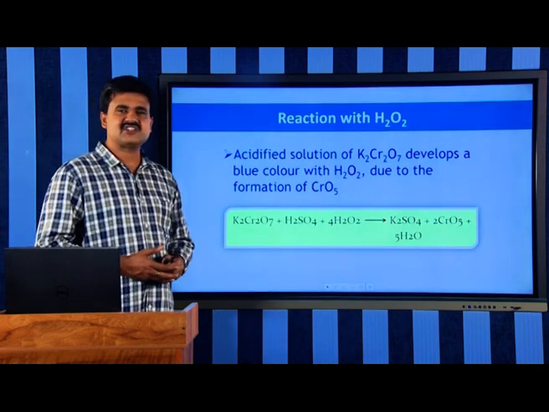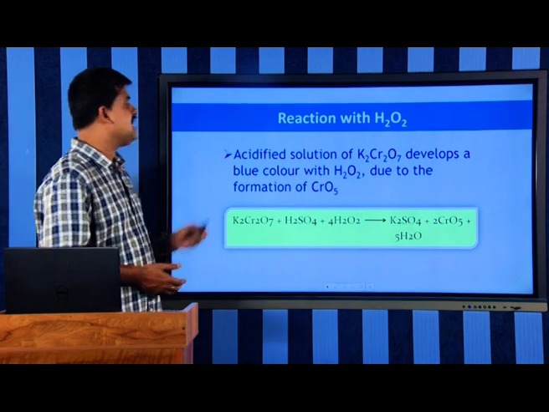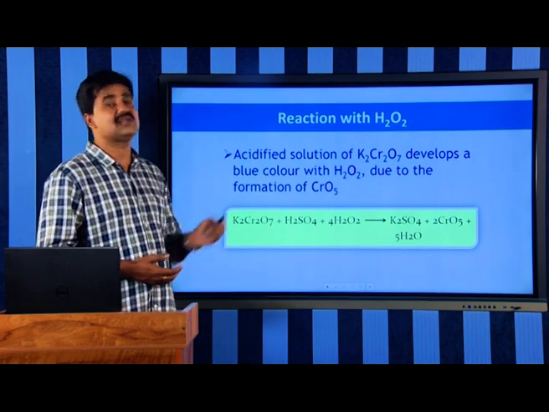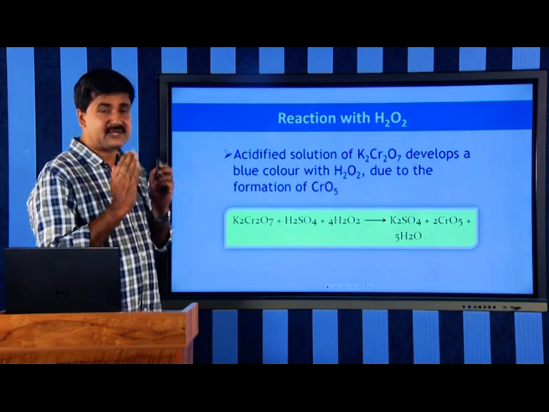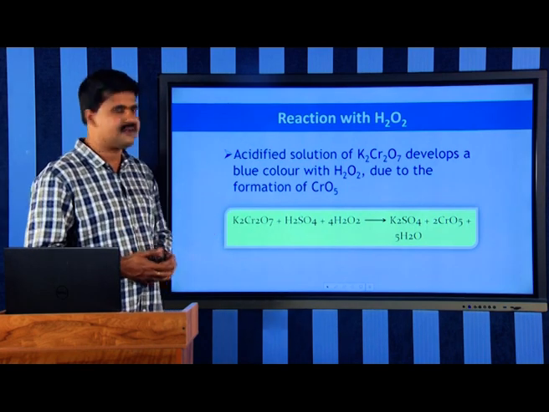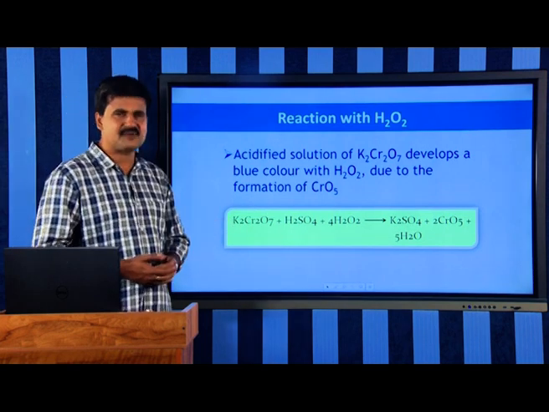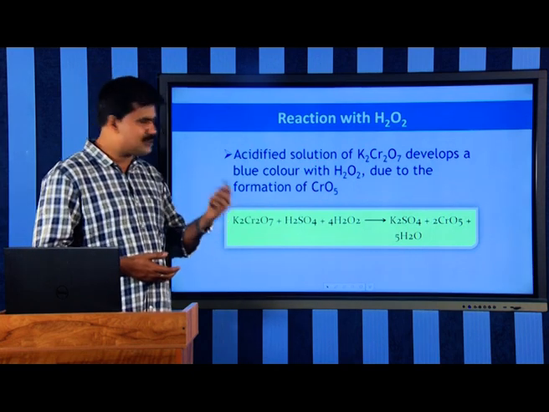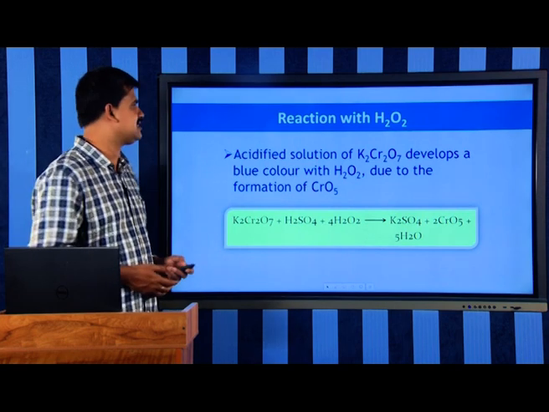Now, the reaction of potassium dichromate with hydrogen peroxide. Acidified solution of potassium dichromate develops a blue color with the hydrogen peroxide. The blue color is due to the formation of a chromium compound, that is CrO5, as per this balanced chemical equation. K2Cr2O7 plus sulfuric acid plus 4 hydrogen peroxide gives K2SO4 plus 2CrO5 and 5 molecules of water.